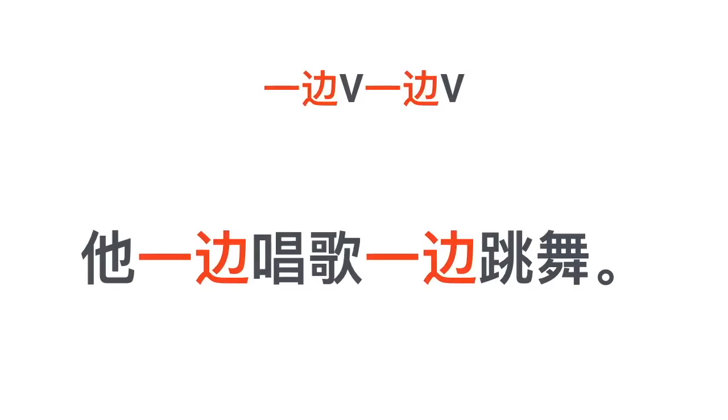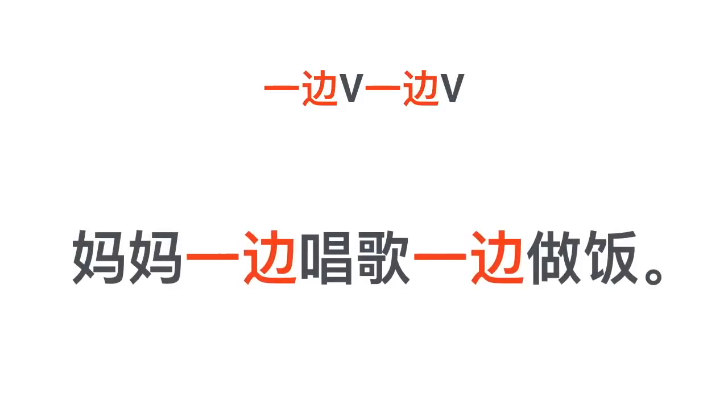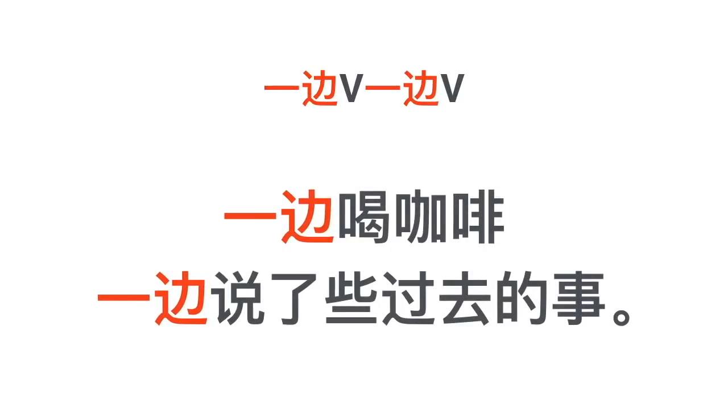Let's take a look. 他在做什么？他一边唱歌一边跳舞。Another example. 妈妈一边唱歌一边做饭。A very happy mom. She sings while she cooks. 我丈夫喜欢一边吃早饭一边看报纸。Good habit. Another example. 一边喝咖啡一边说了过去的事。What are the two actions?